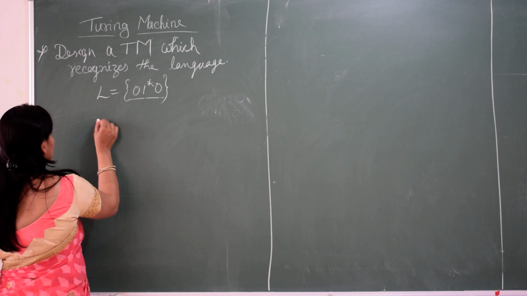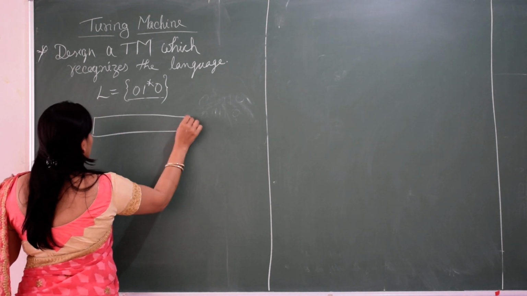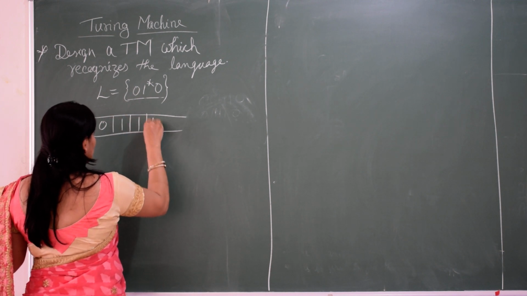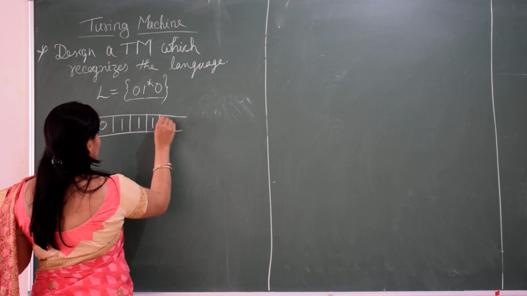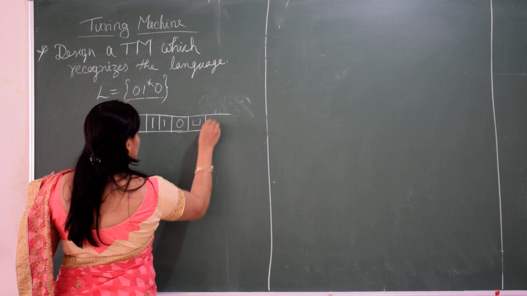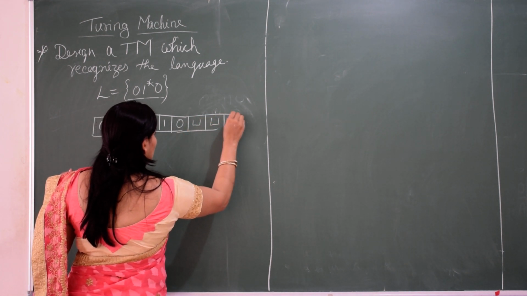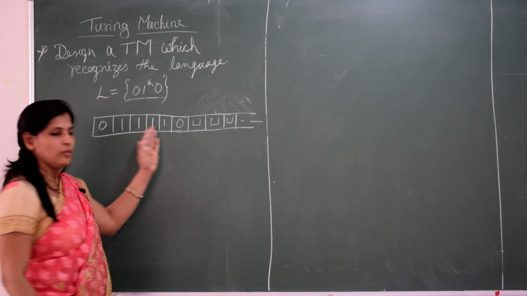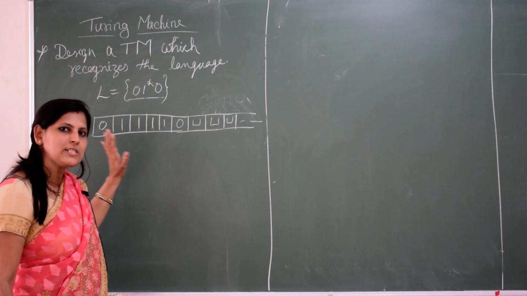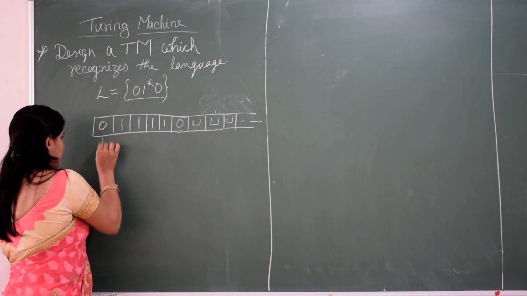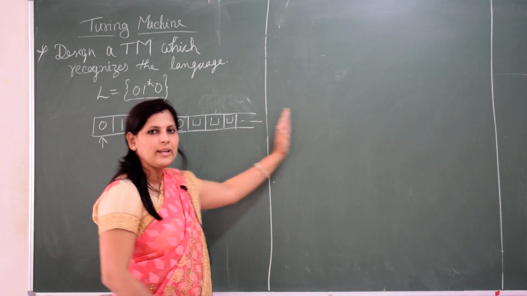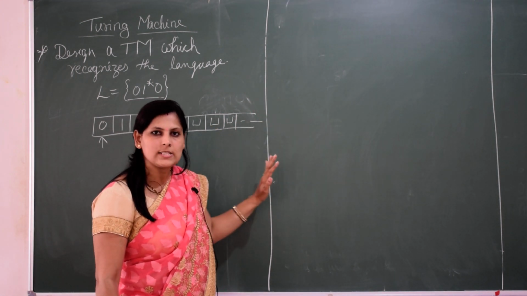I will take one example, say 0, 1, 1, 1, 0, blank. We know that where my string ends, after that it will have the blank symbol. So, first we will analyze how it works. My input tape is here. From here to here it is my input string, followed by blank symbols. Infinite times my blank symbol will appear.